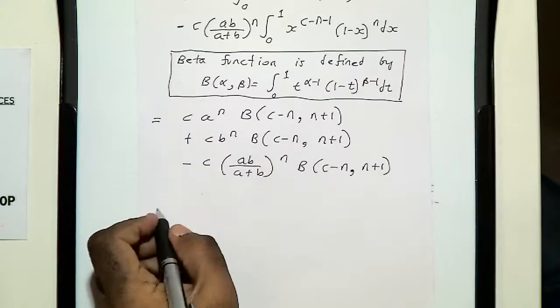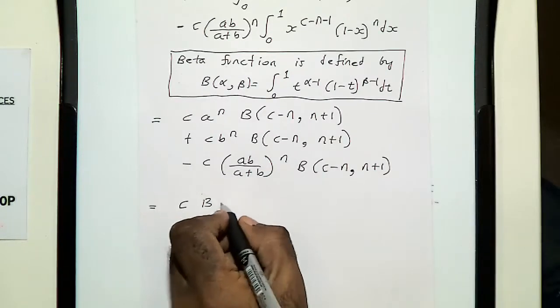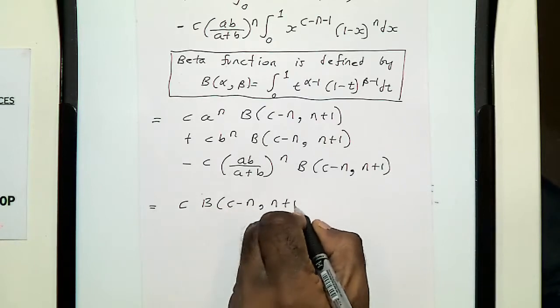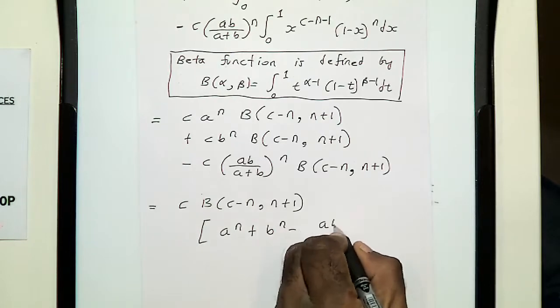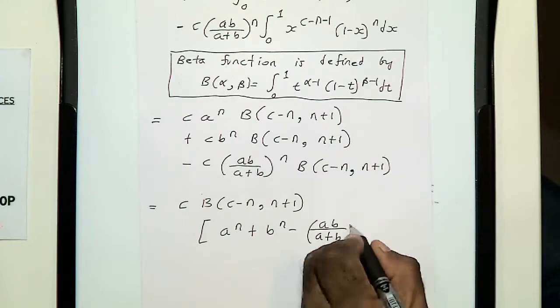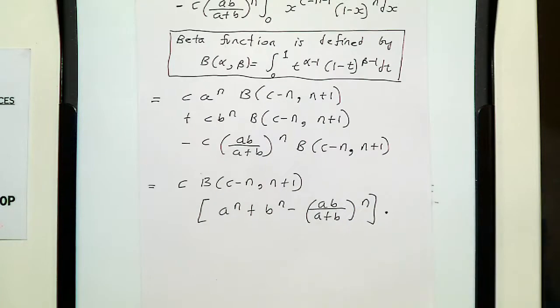So this you can write as, C is a common factor. This is also a common factor. So in brackets you have this. So this is the answer to part 3 of the tutorial sheet. Okay. Are you okay or not? Any questions, guys, so far? All right, so that's part 3. Now let's go to the next part of the question.